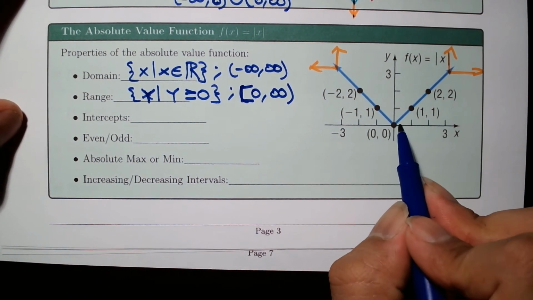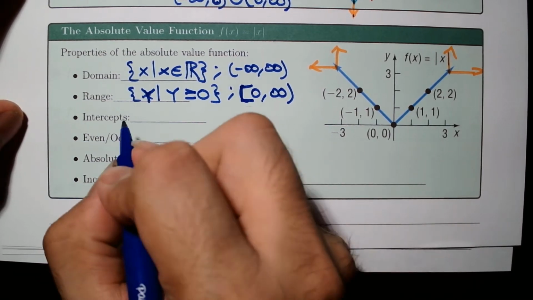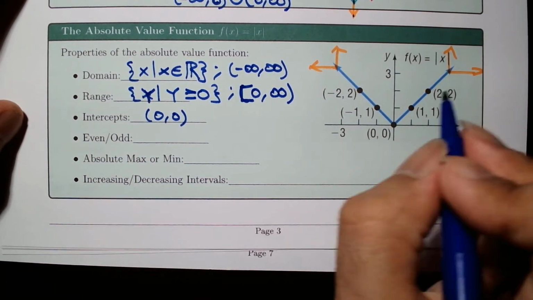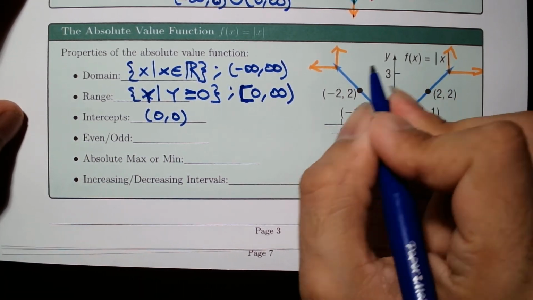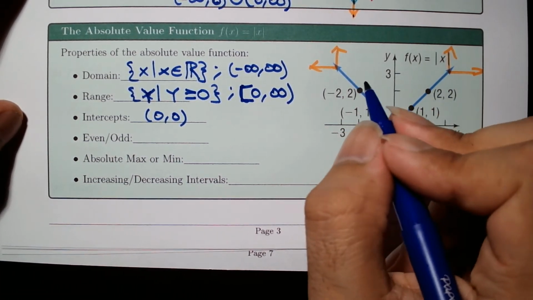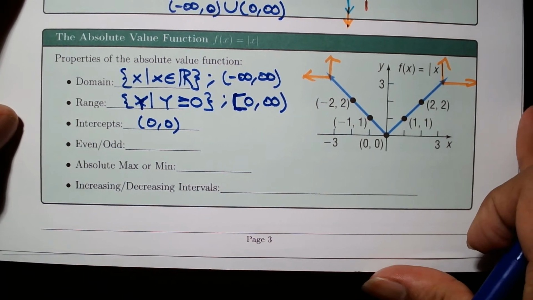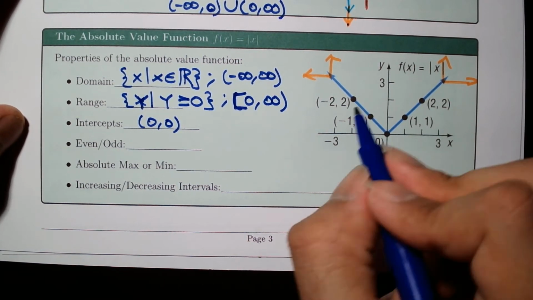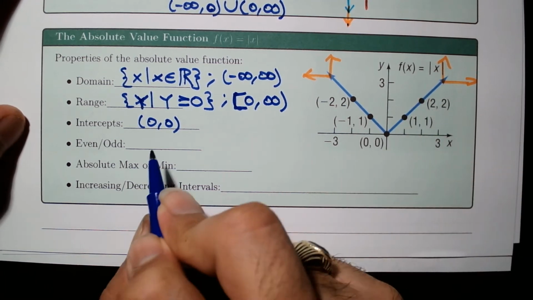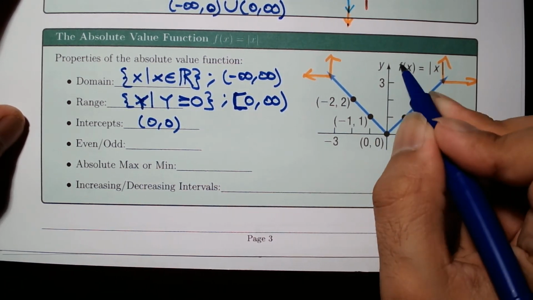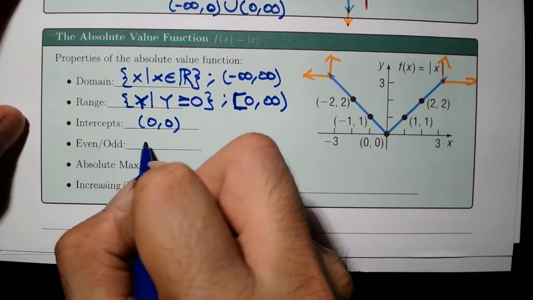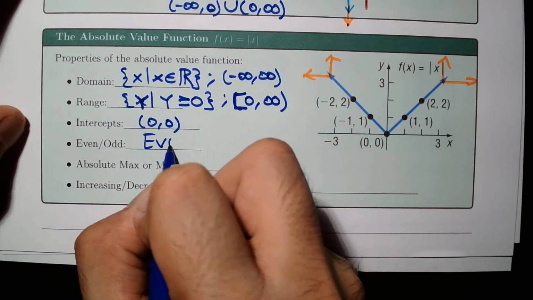Intercepts. Do we have any intercept? No, again, the 0, 0. Yes, the 0, 0. Again, like I mentioned before, we are going to shift and translate this function, stretch, mash, and we're going to do a lot of interesting things to these functions in the next section. Okay, even or odd. Well, in this case, the graph is symmetric with respect to the y-axis, so this is even.